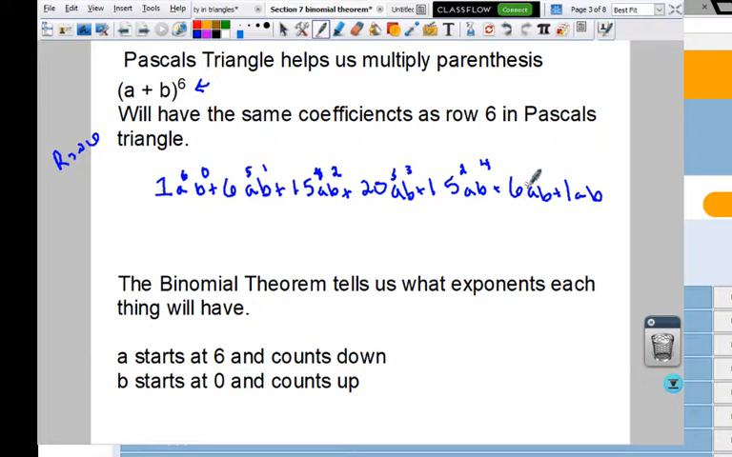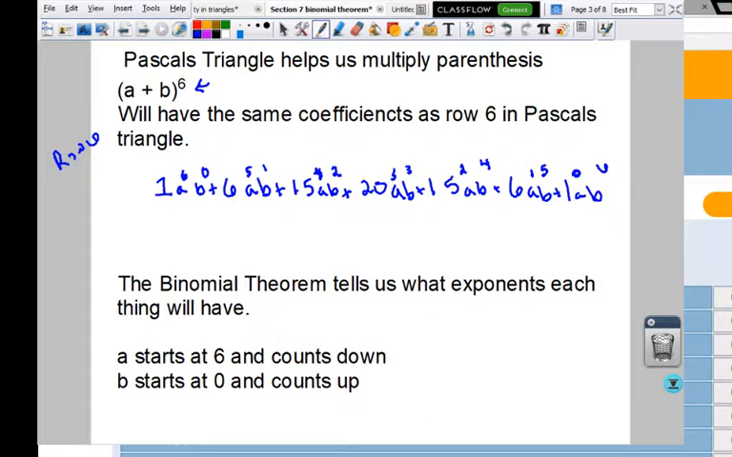Alright, so I'm going to keep going. Then I'm going to have A1, B5, and then I forgot to put my AB in this last one. I'm going to have 1, A0, B6. Wait, how did you get 5? Or which one? 15, 6, 1.